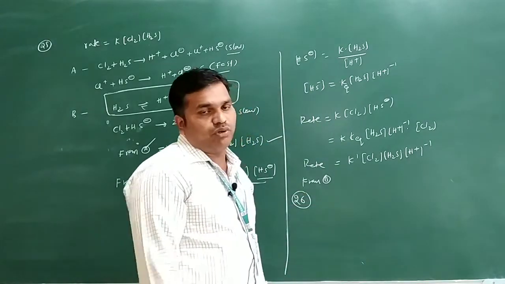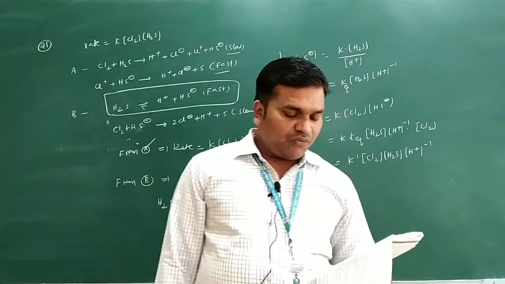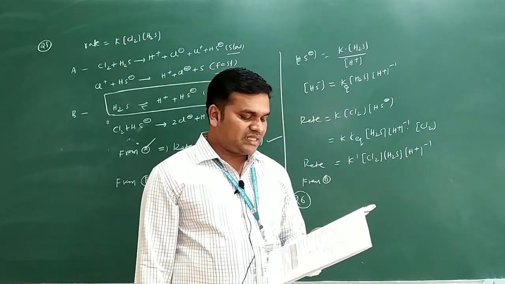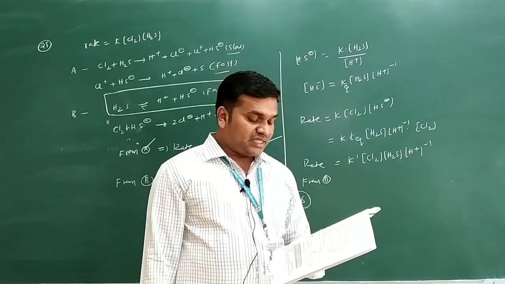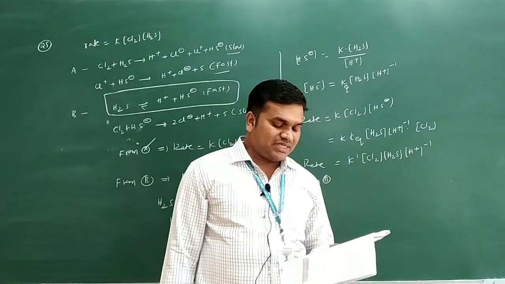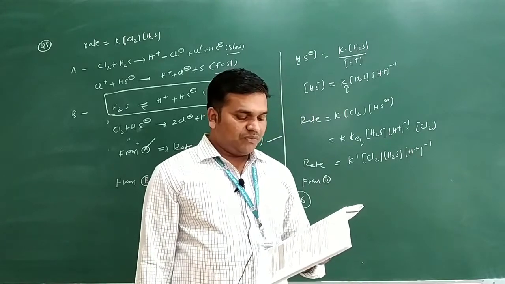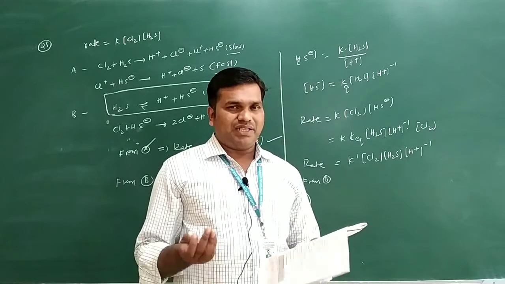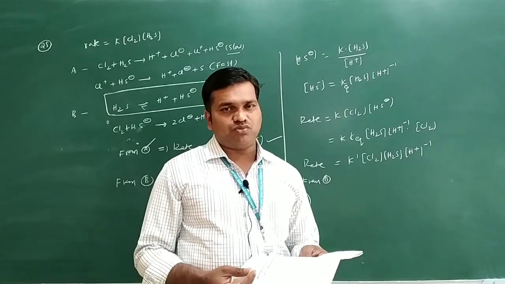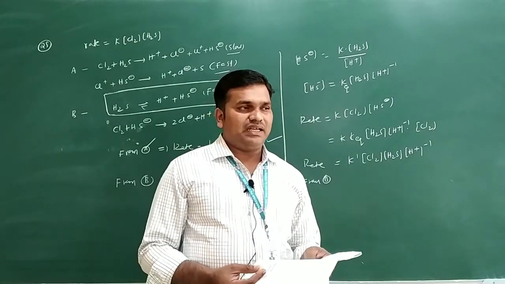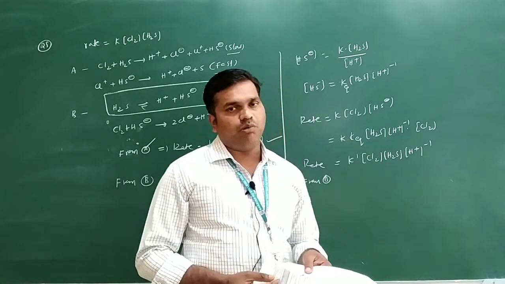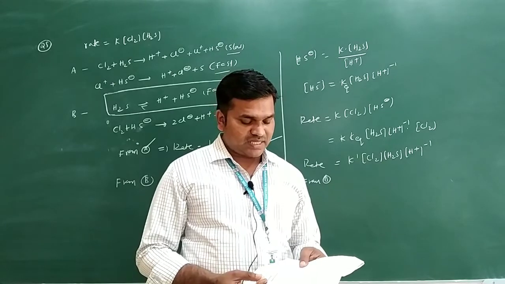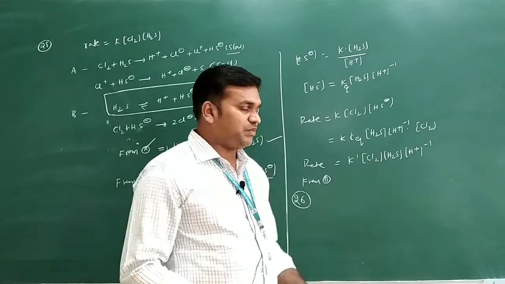Let us see question number 26. The rate of a chemical reaction doubles for every rise of 10 degrees Celsius in temperature. If the temperature is raised by 50 degrees Celsius, the rate of the reaction increases by how many times? Okay, if the temperature increases, the rate becomes what? Double. For every rise of 10 degrees Celsius, the rate becomes double or triple, you know. So the given temperatures here are 10 degrees Celsius and 50 degrees Celsius.